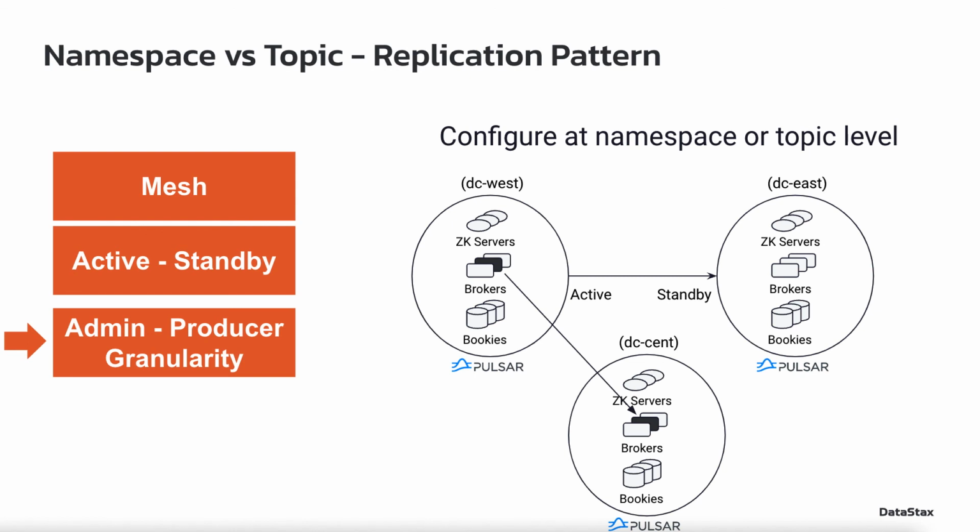Granularity. Pulsar supports replication for all topics in a namespace or for individual topics. This can be defined at the namespace or at the topic level. An administrator can define which regions are part of a namespace. A producer application can also define which messages are to go to a specific region.